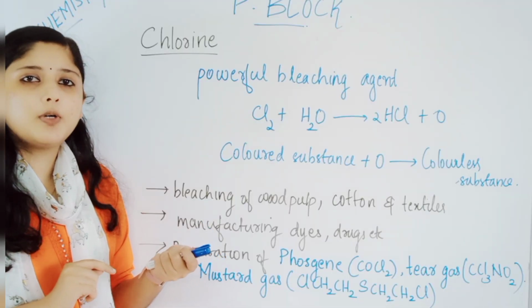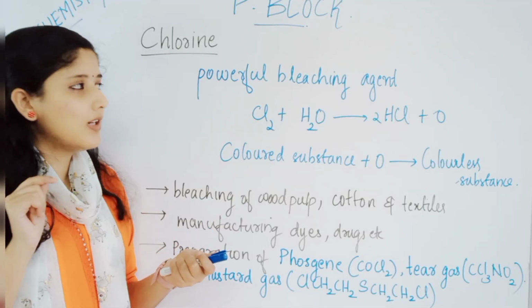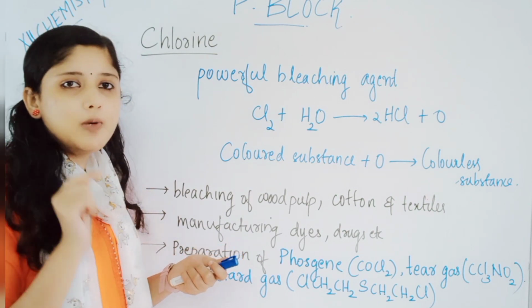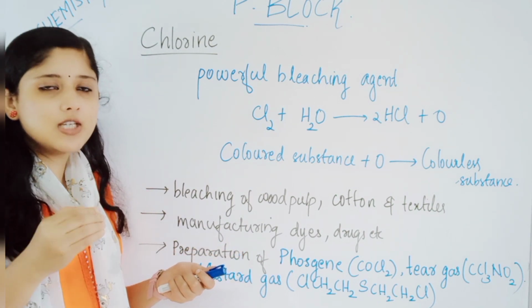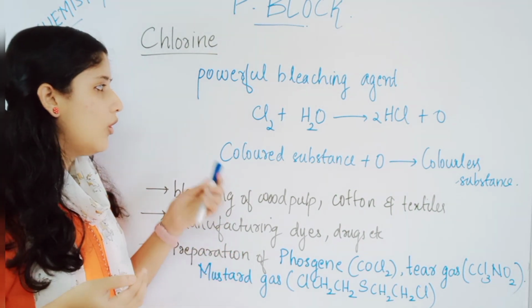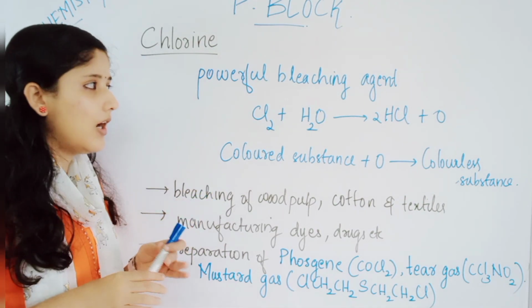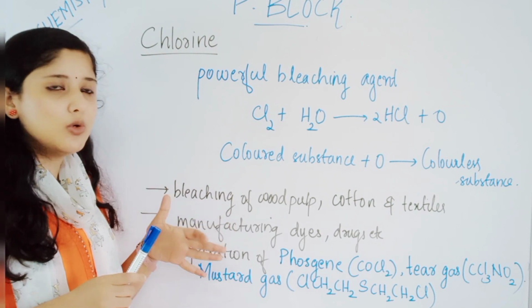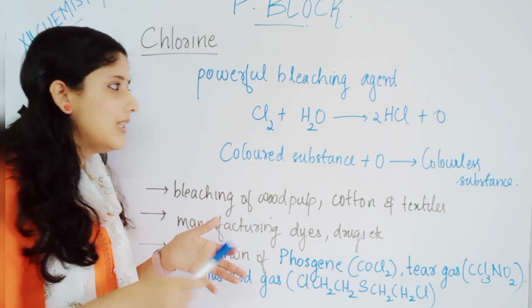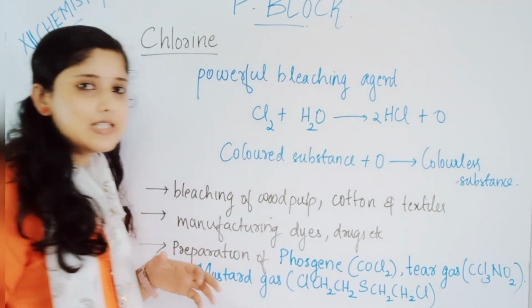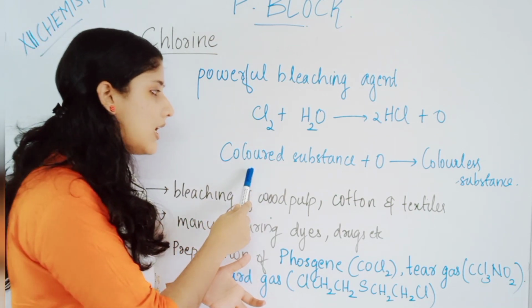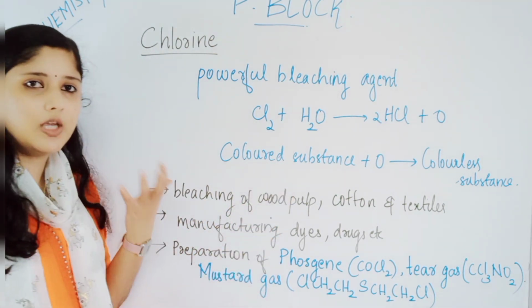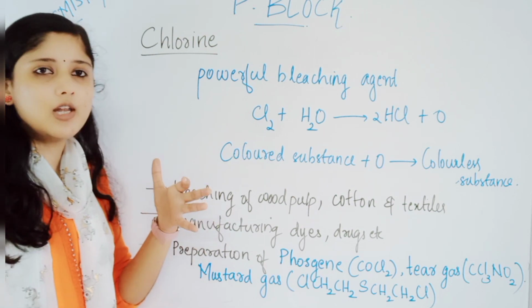The important property of chlorine is its bleaching. We can say it is a powerful bleaching agent. Chlorine with water will undergo oxidation. The oxidation is the main reaction and you will obtain 2HCl plus O. And this nascent oxygen will react with the colored substance and its color will be gone. It will change to a colorless substance.